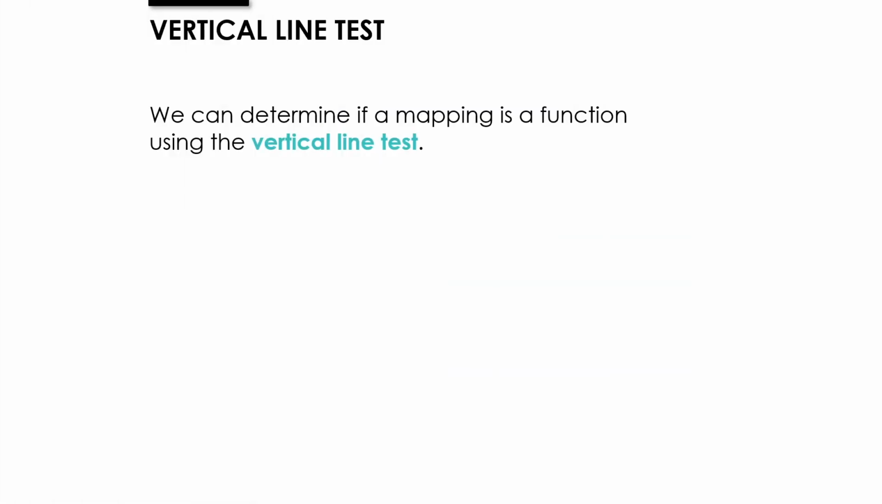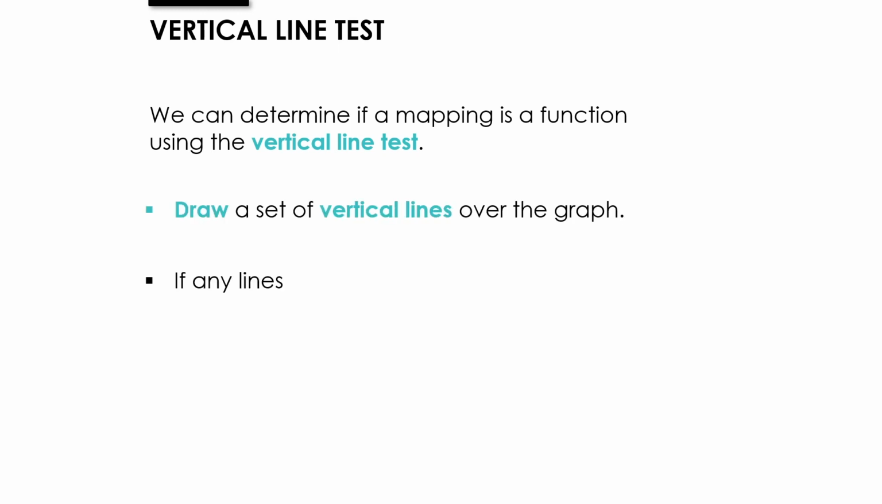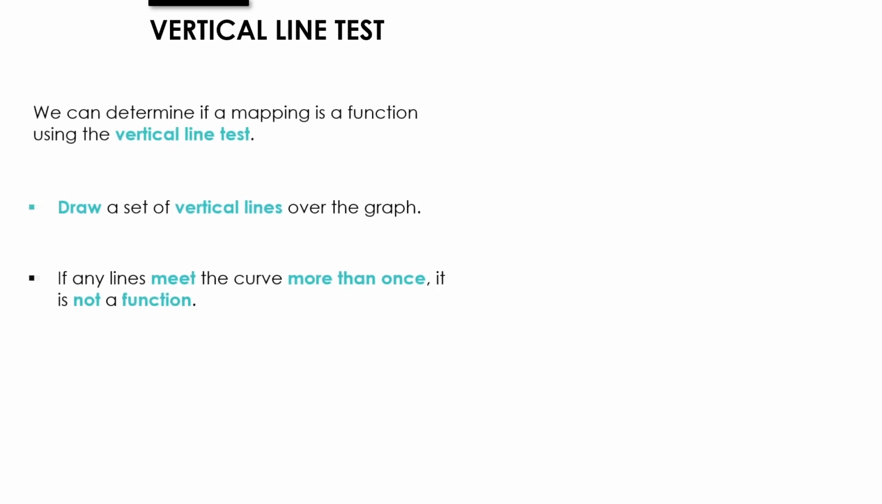In a similar way, we can also use the vertical line test. This one tests whether a mapping is a function. We draw a set of vertical lines over the graph, and if any of those lines meets the curve more than once, then it's not a function. Let's have a look at an example to see why that is.